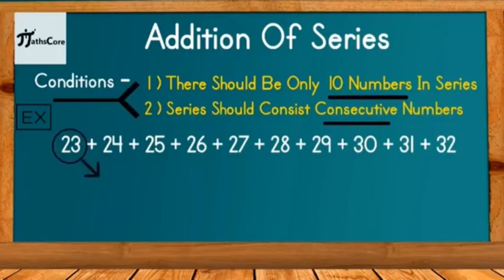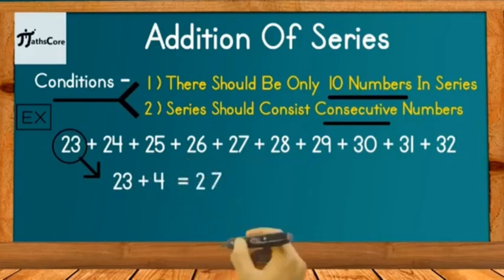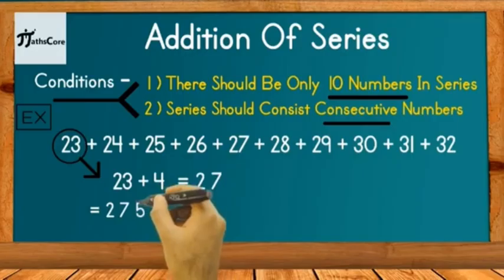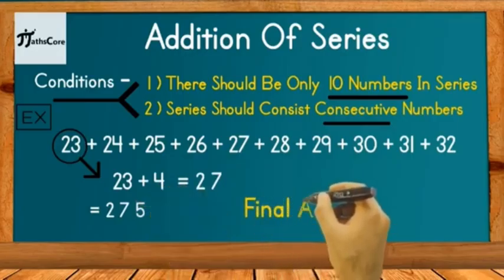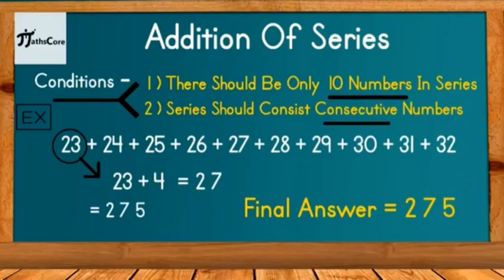So let's take the first number, 23, here and add 4 to it. 23 plus 4 is equal to 27. Now take this 27 in the next step and write 5 after 27. So this is your final answer, 275, which is the addition of the given series.